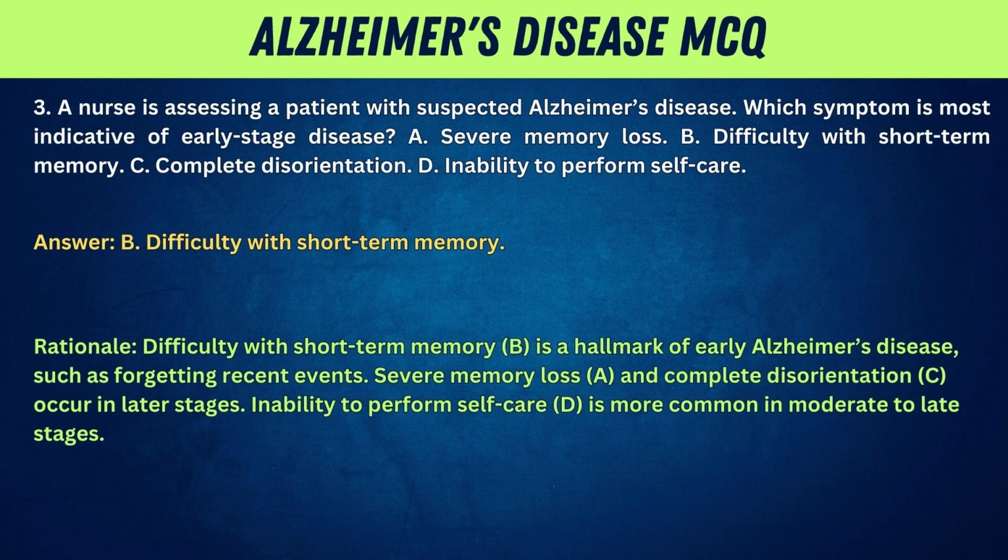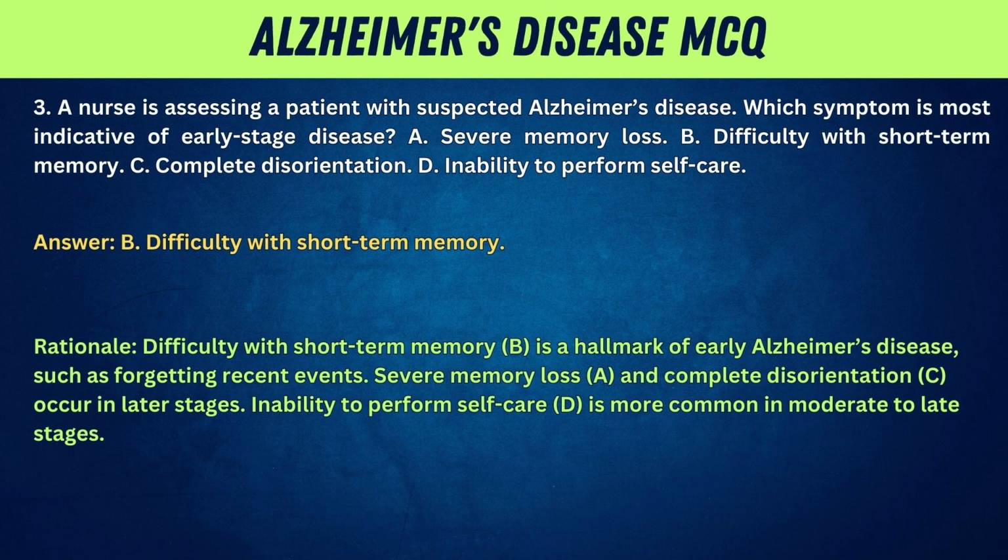3. A nurse is assessing a patient with suspected Alzheimer's disease. Which symptom is most indicative of early-stage disease? A. Severe memory loss. B. Difficulty with short-term memory. C. Complete disorientation. D. Inability to perform self-care.